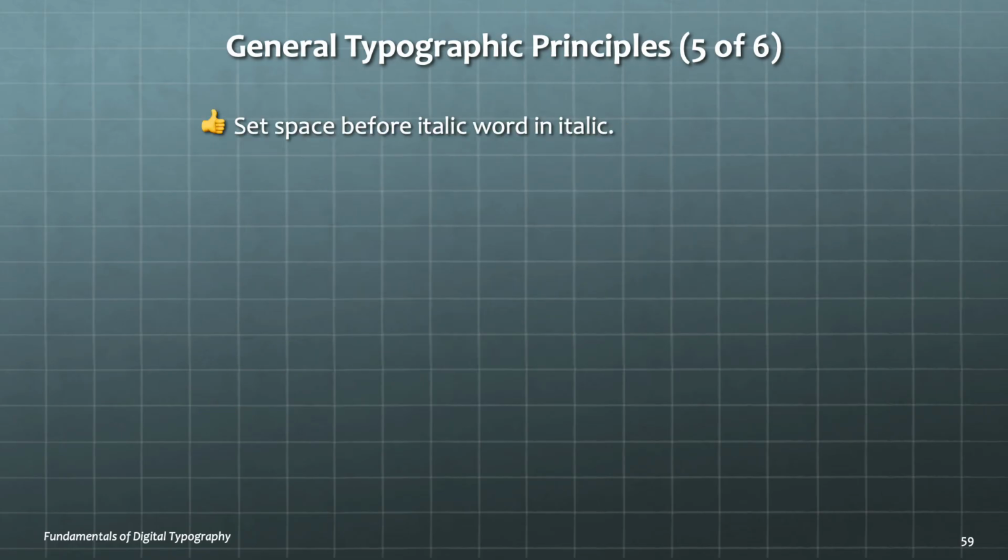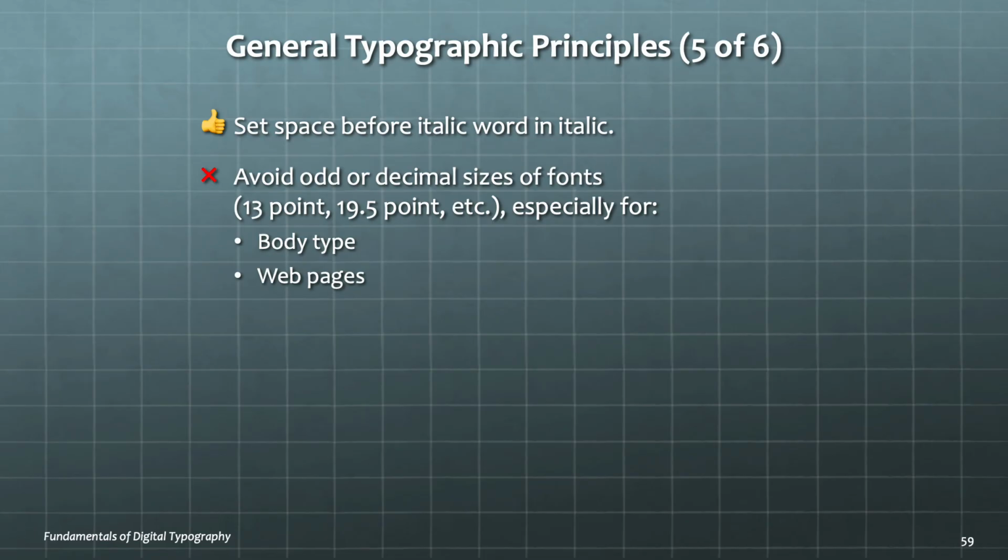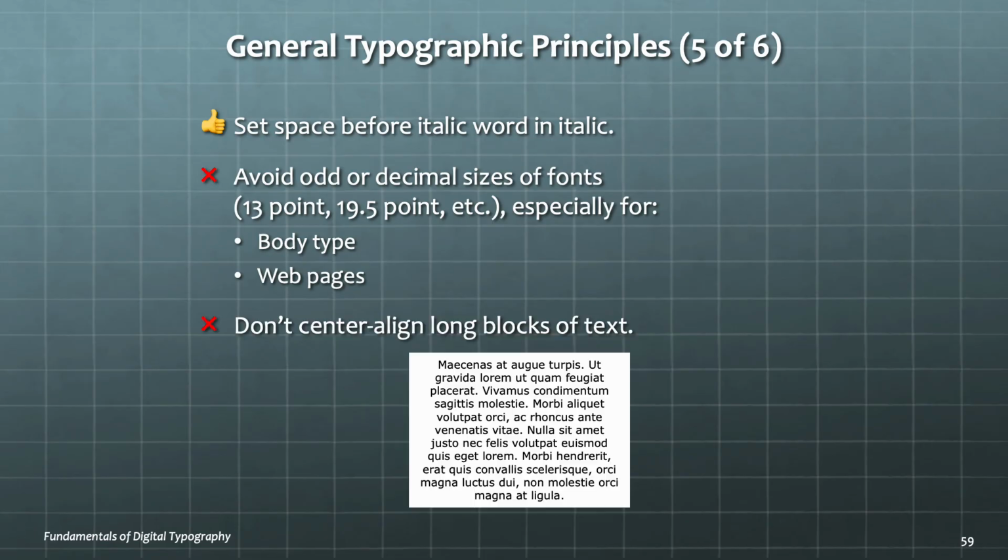Set the space before an italic word also in italic. It improves the spacing. Try to avoid using odd or decimal sizes of fonts like 13 point or 19.5 point, since they don't always resolve cleanly, especially for body type and web pages. Don't center align long blocks of text. You can see how bad that looks in this example. It's hard for the eye to find the beginning of the next line of text.